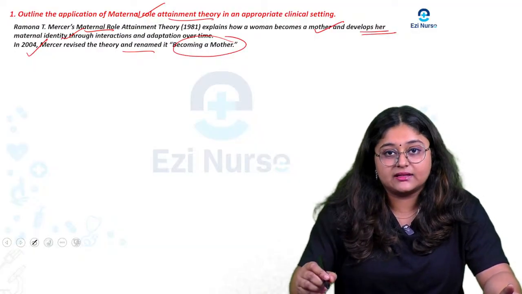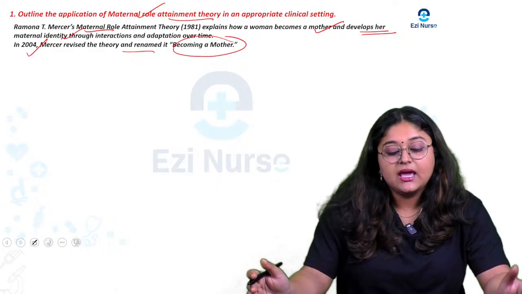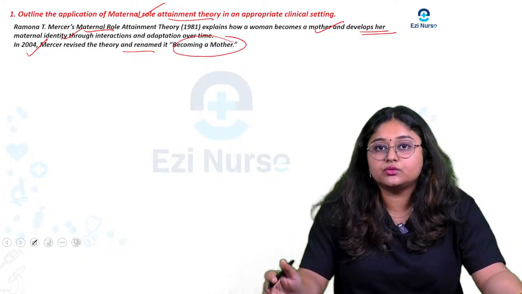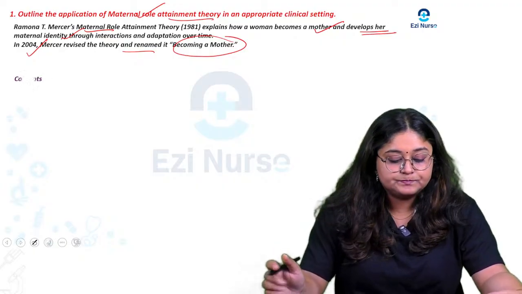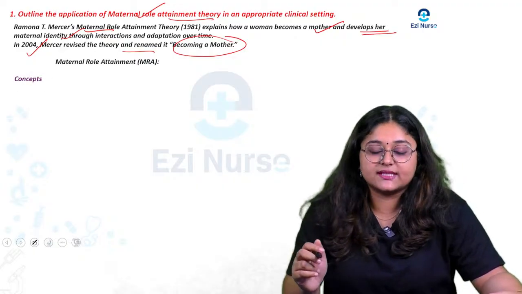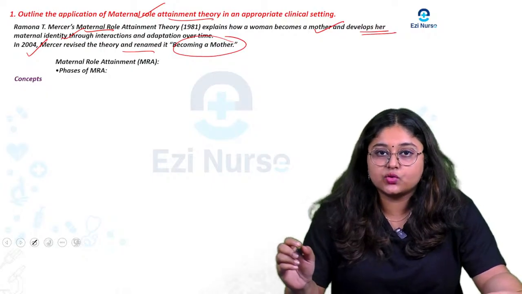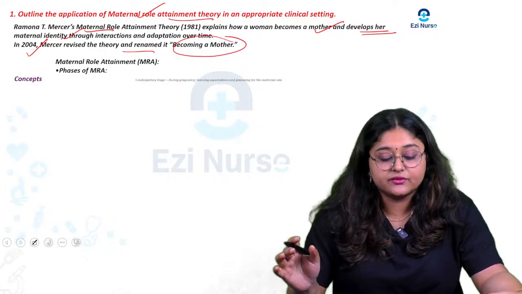Mercer's Maternal Role Attainment theory. After that she revised it in 2004, and it was renamed Becoming a Mother. Now come to the concept. What do you mean by maternal role attainment? First is phases. There are several phases.